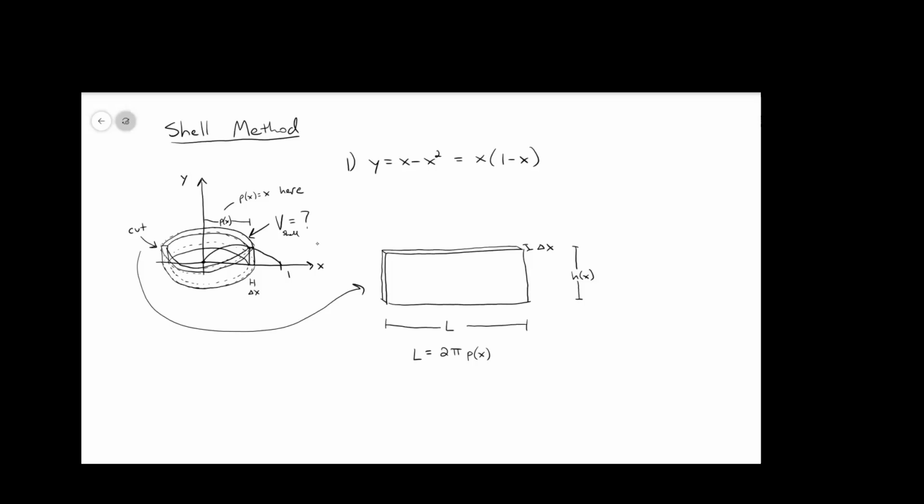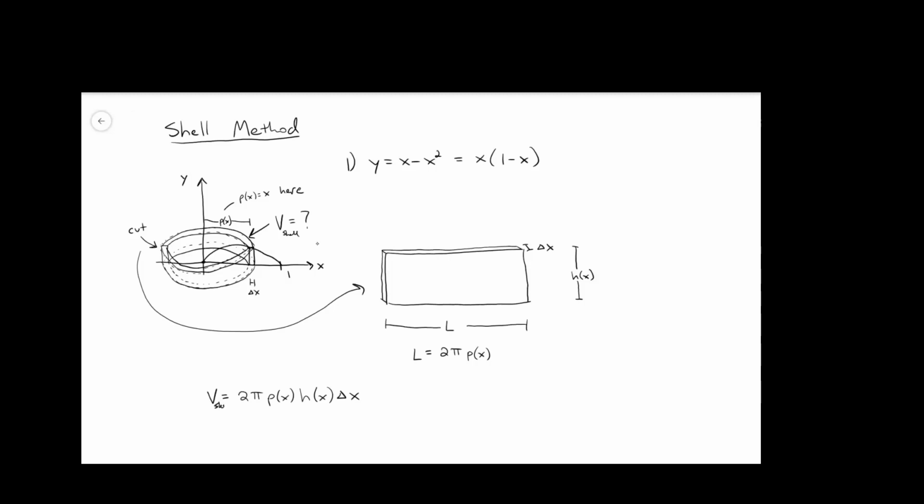Anyway, if you put all this together here, what is the volume of this solid? Well, the volume of a rectangular solid is length times width times height, right? So the length we said was 2 pi p of x. The height is h of x. And then the width we said was delta x. Okay, so that's the volume of a single shell there.